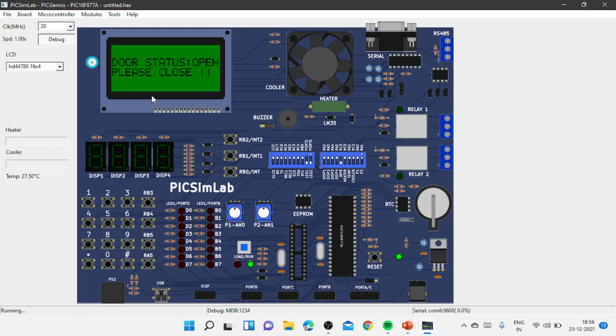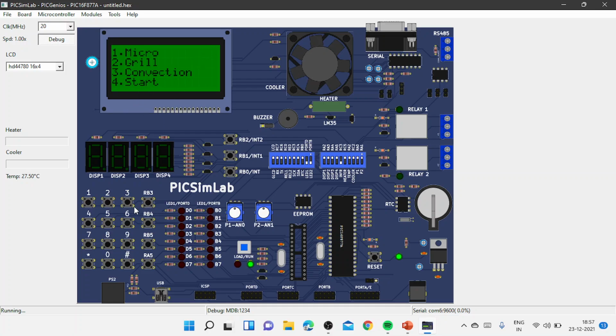Actually, the buzzer sound will be on, but I hope you are listening to that buzzer sound also. If we click this RB3 switch again, it will show on the CLCD that the door is closed. Whenever we want to open the door, we have to click the RB3 switch. As time is up, it will show time up.